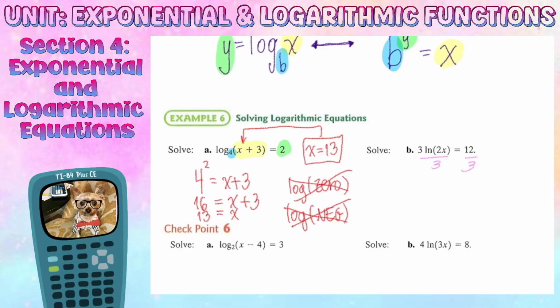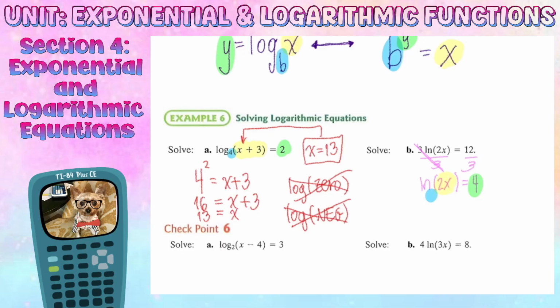So the 3 is going to reduce out right over here. The ln of 2x, or natural log of 2x, equals 12 over 3, which is 4. Don't forget the base of natural log is e. So now I'm in log form, right? There is the x. My base is invisible e, and the thing I'm taking the log of is 2x.